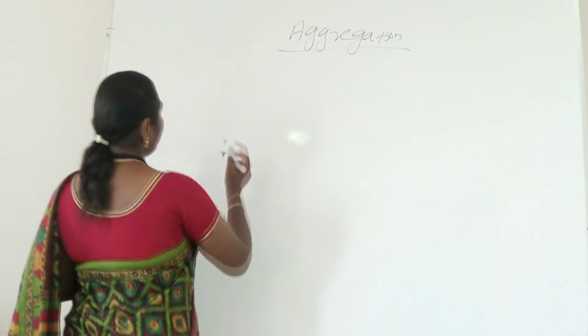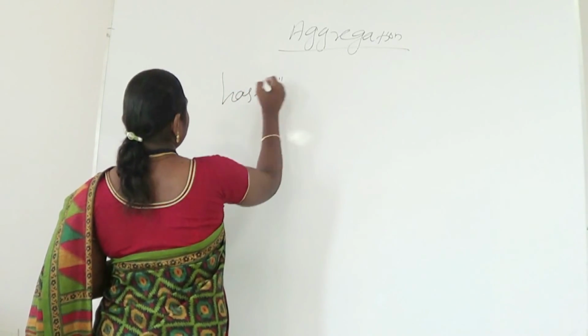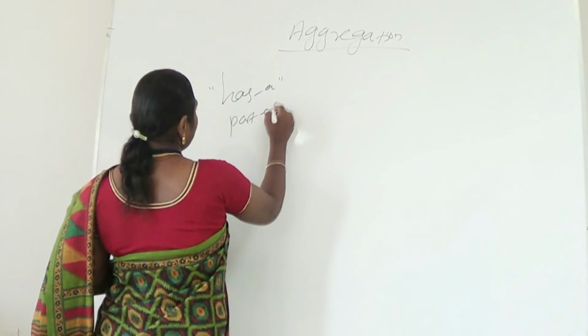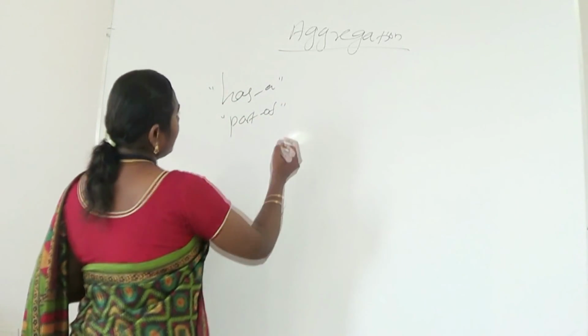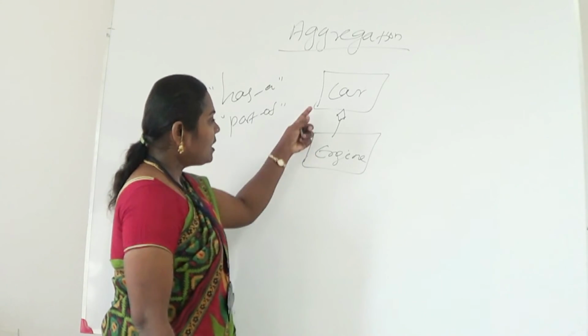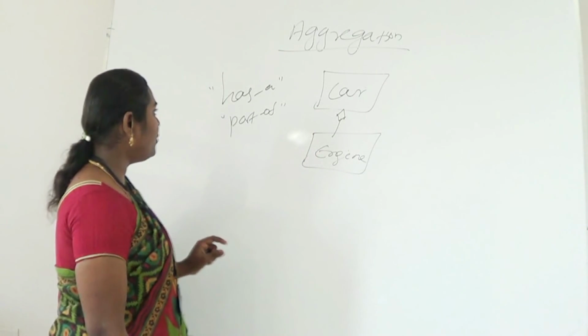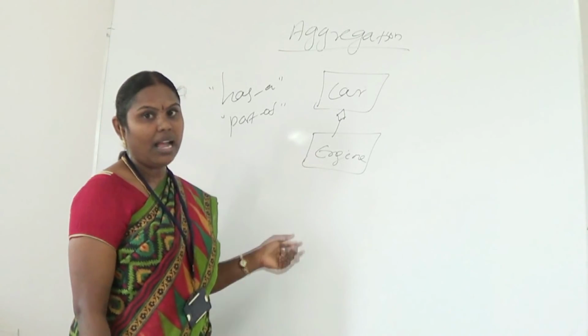We can take an example for this. A car object has an engine, wheel, and so on. So I have to specify the engine here. This is the notation of aggregation. In this example, the engine is a part of the car, or the car has the engine. Likewise, we have to specify the has-a or part-of relationship in the aggregation.